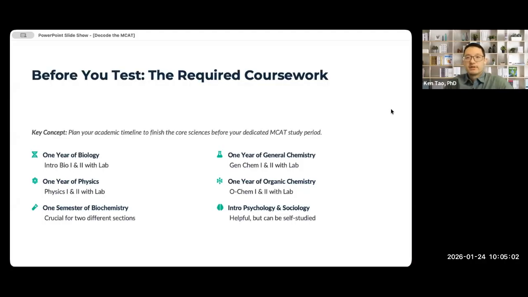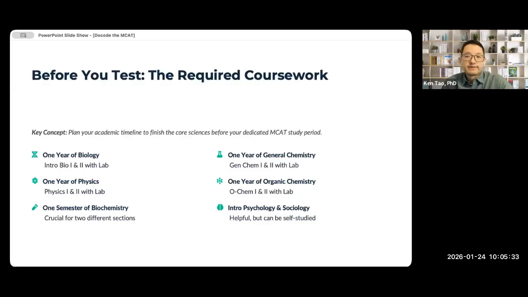In terms of coursework, on this slide, I have the courses that you will want to take before you take the MCAT. That includes 1 year of general biology with lab, 1 year of general chemistry with lab, 1 year of organic chemistry with lab, 1 year of physics with lab, 1 semester of biochemistry, as well as psychology and sociology. Some of this I mentioned yesterday, but we can reiterate because these points are important and some of you might not have been present yesterday.